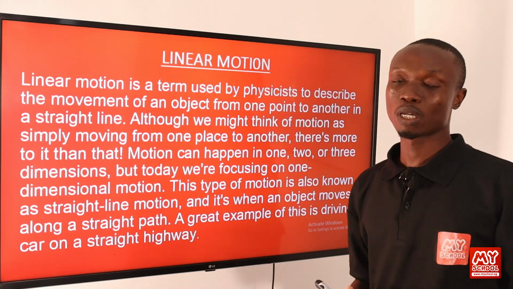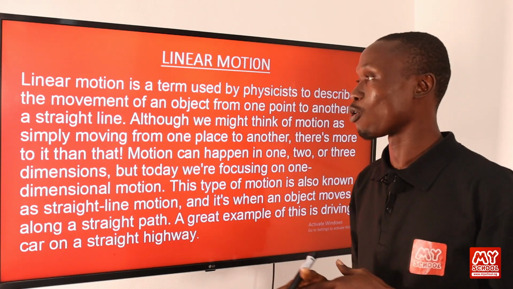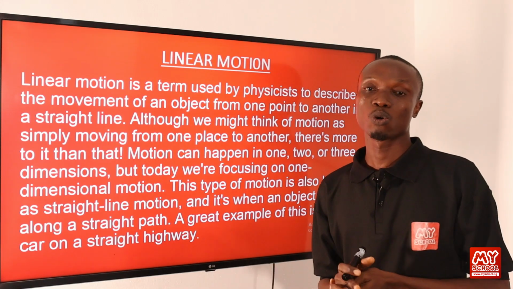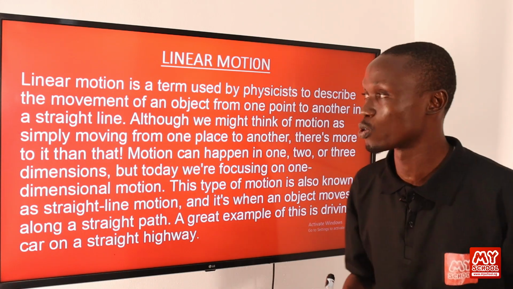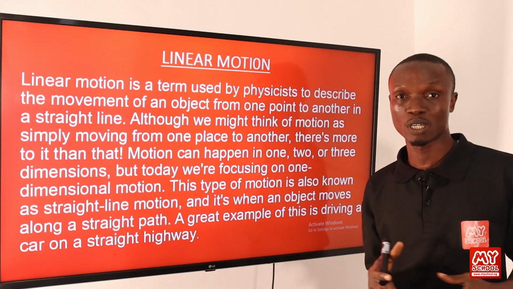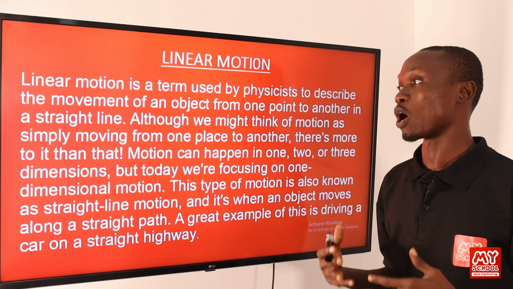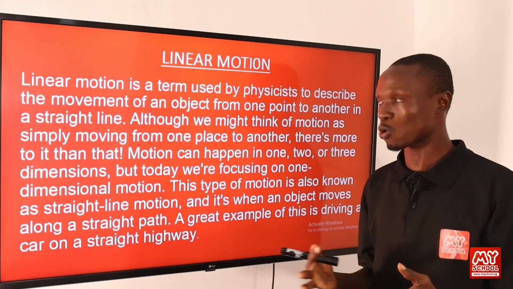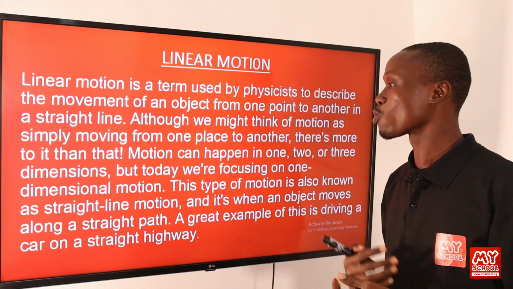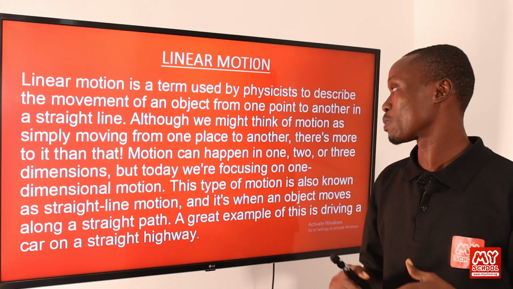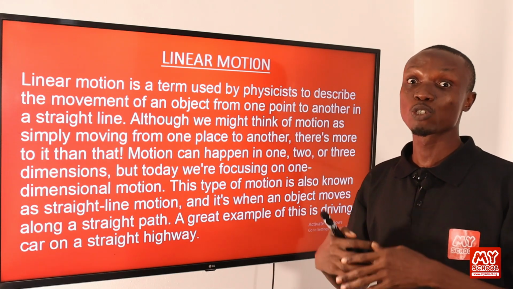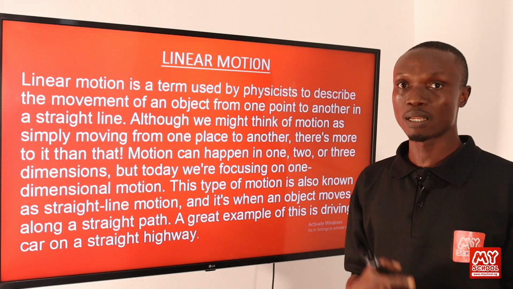So here we are going to be looking at the meaning of linear motion. So the term linear motion is used to describe the movement of an object from one point to another on a straight line. Although we might think of motion as simply moving from one place to another, there is more to it than that.